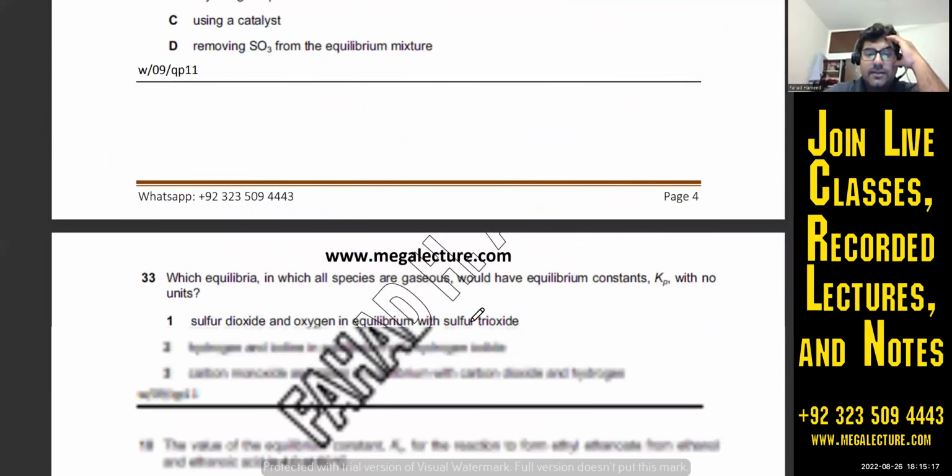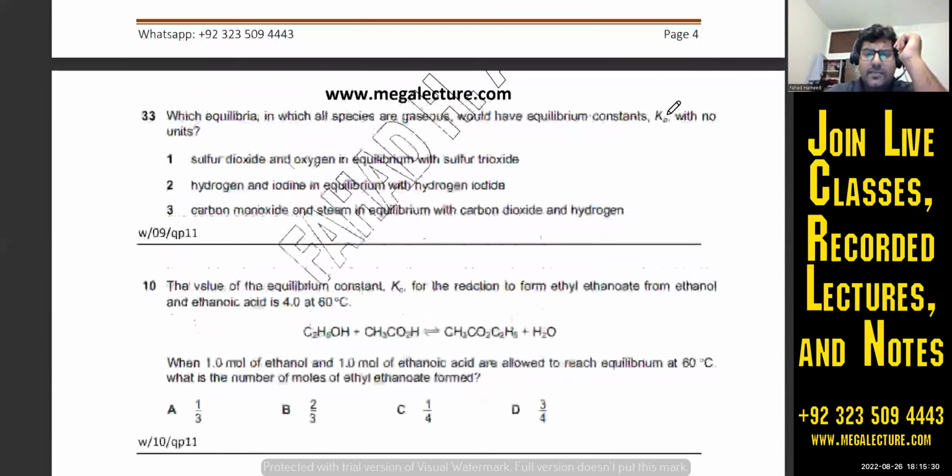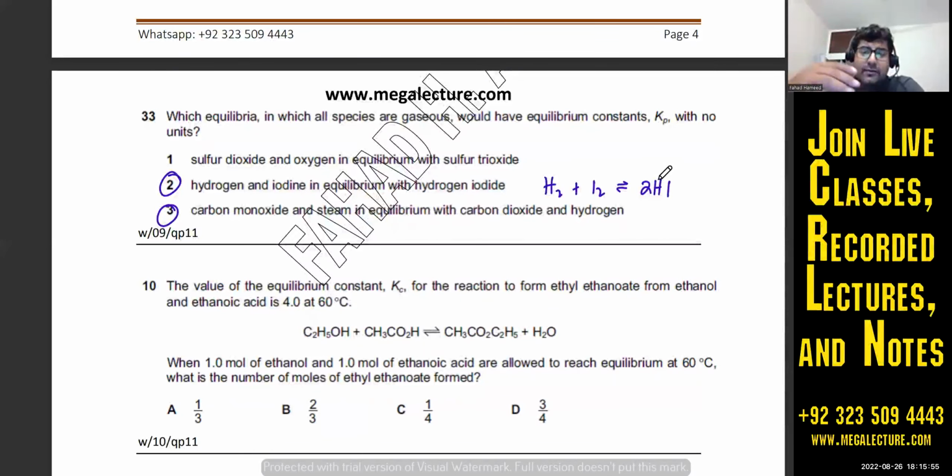Similarly, questions like this. Which equilibrium in which all species are gases would have Kc with no units? When you have no units, the product terms and the reactant terms are equal and everything gets cancelled out, so these 2 or 3 are going to have no units. Why? Because reaction number 2, H2 and I2 and 2HI, right? Whenever the product terms are 2 and the reactant terms are also 2 moles on both sides, if you do products over reactants, everything gets cancelled out and they will have no units. It may be carbon monoxide plus steam on one side, and carbon dioxide and H2 on the other side. Again, your product terms and the reactant terms are equal, they're the same number. So when you do products over reactants, everything gets cancelled out.